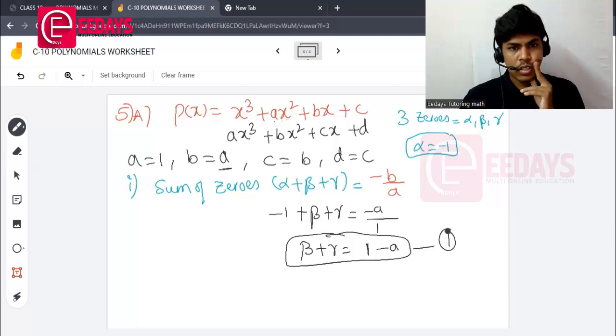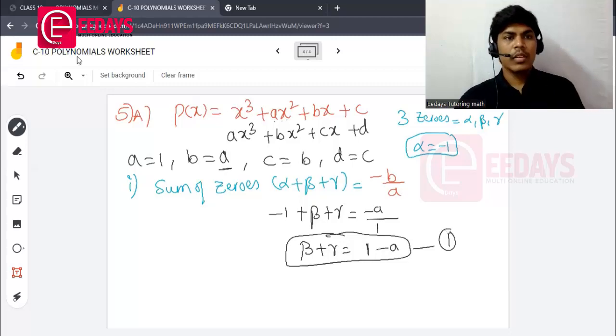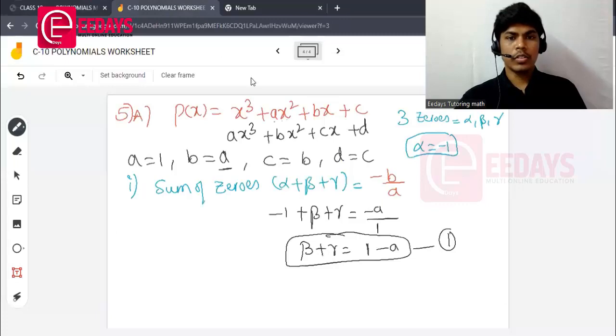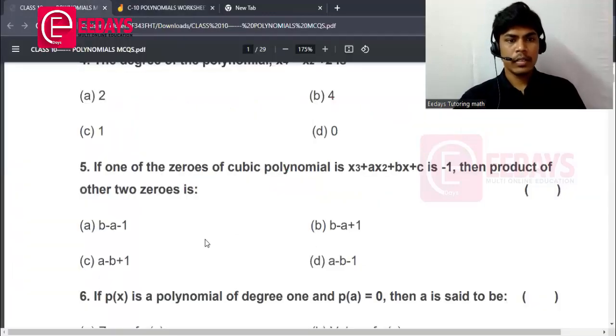What they asked to find in this question: the product of the other two zeros, beta gamma. Beta gamma is equal to c by a, plus b we are getting.